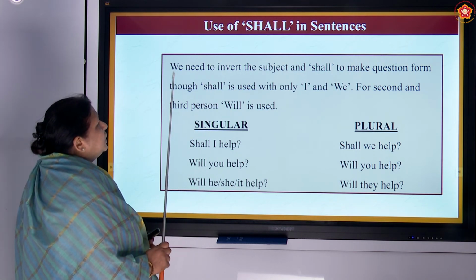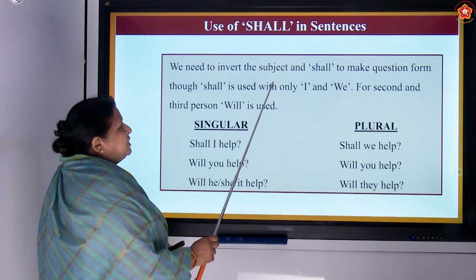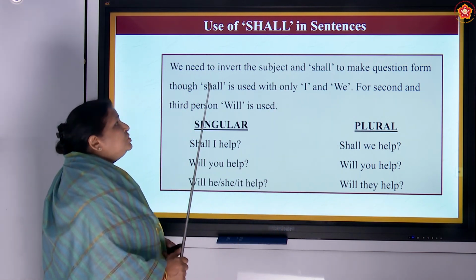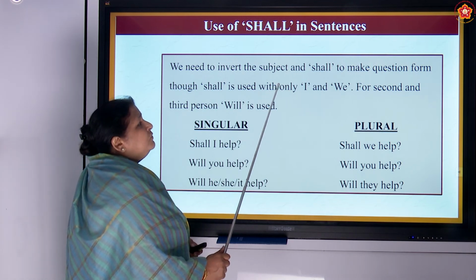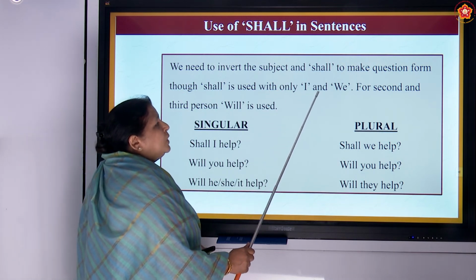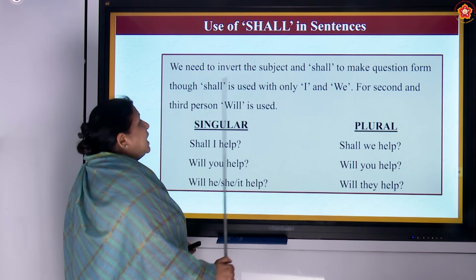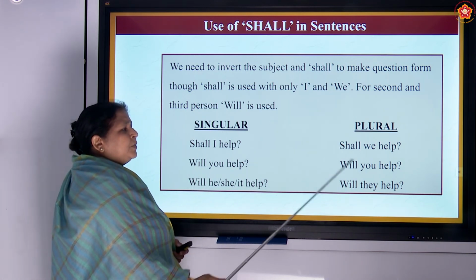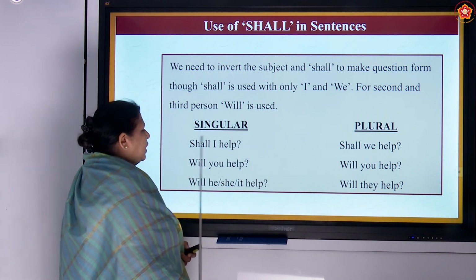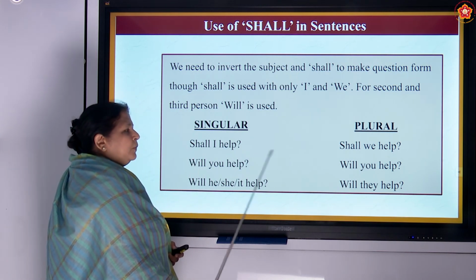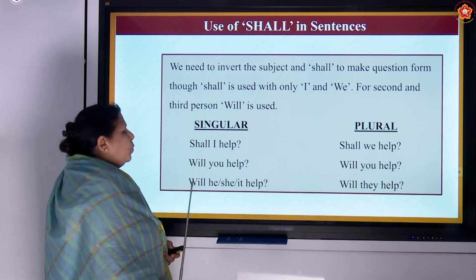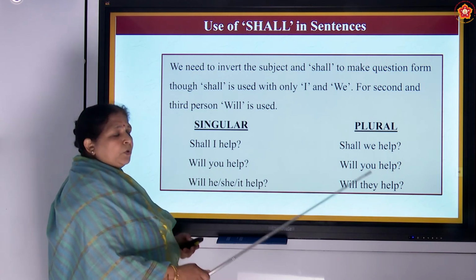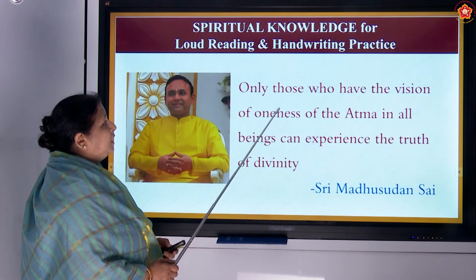We need to invert the subject and shall to make question form, though shall is used only with I and we. For second and third person, will is used. Shall I help? Shall we help? Will you help? Will he, she, it help? Will they help?